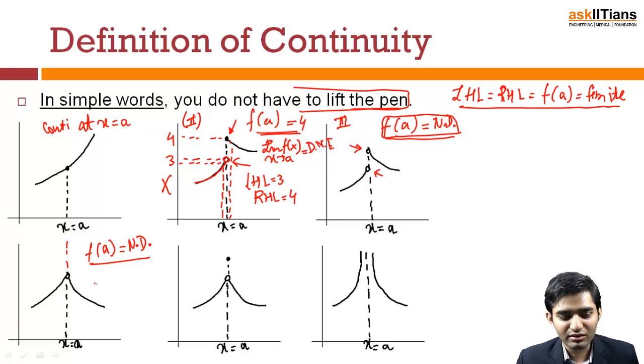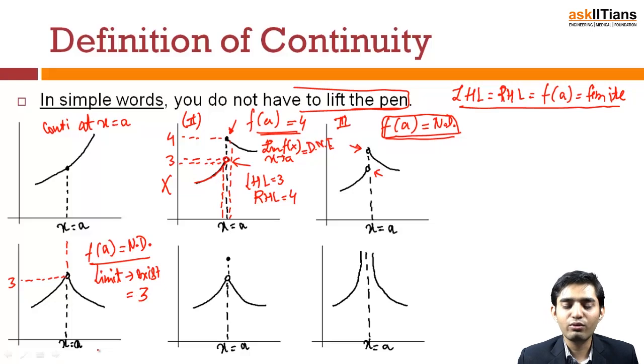But what about the limit? In this case, the limit will exist. Why will the limit exist? Because LHL will be equal to RHL. Suppose I say that this value is 3. Then what will be the limit? The limit of this function will be equal to 3, because LHL will be 3, since at x equal to a minus I will get the value 3, and at x equal to a plus also the value will be 3 only. So the limit of this function exists, but the function is not defined. So this will be a discontinuous function.